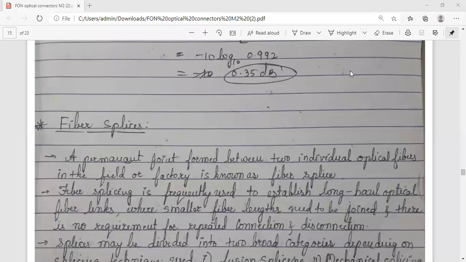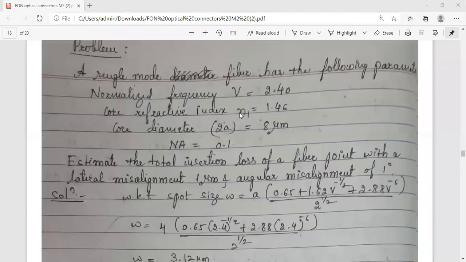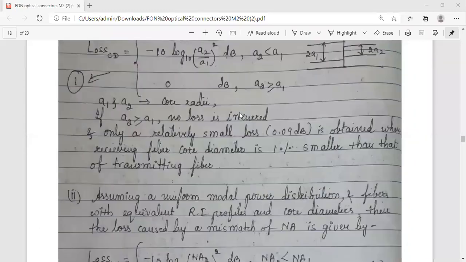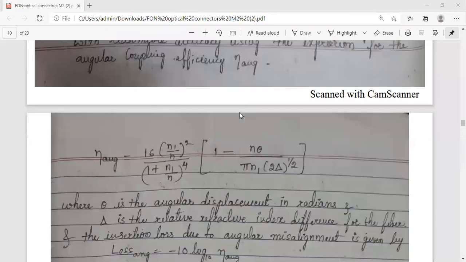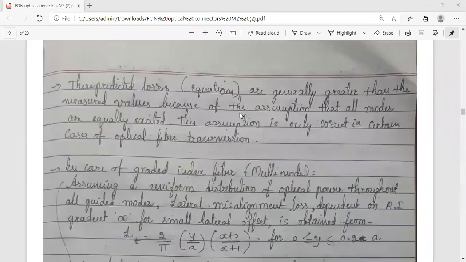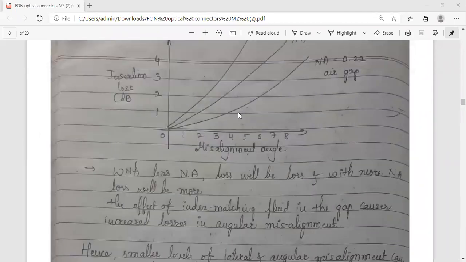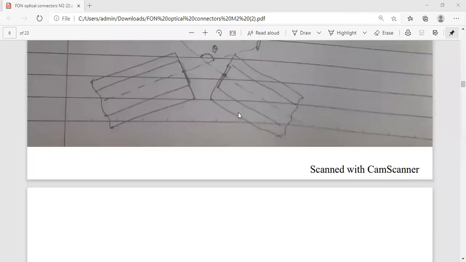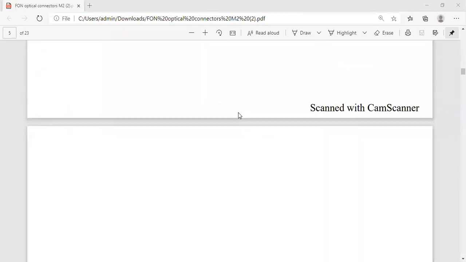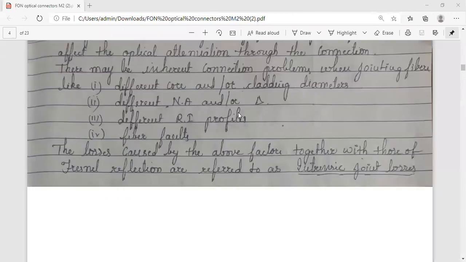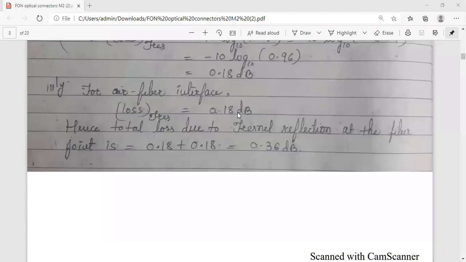In today's session, we will be discussing fiber splices. In the introductory part on connectors, I had discussed that there are different types of joints available. Let me show you that slide before continuing. We had discussed the joints and the losses.